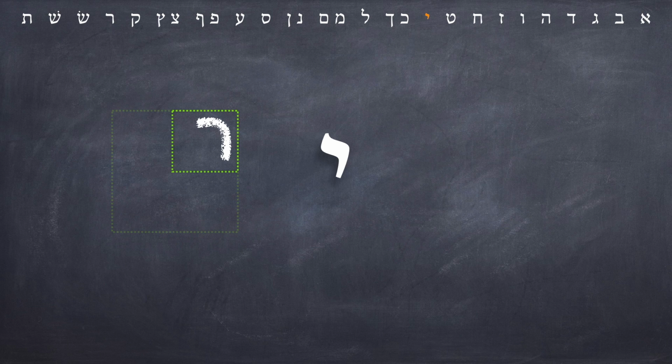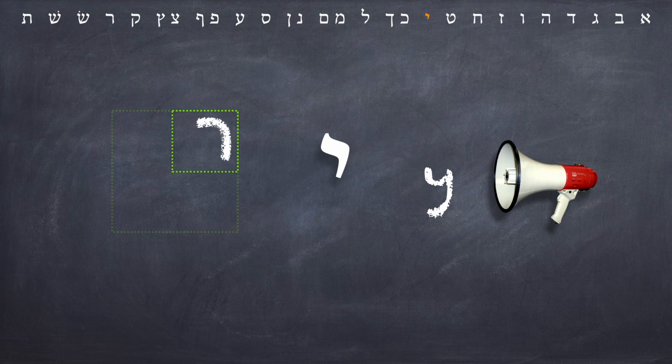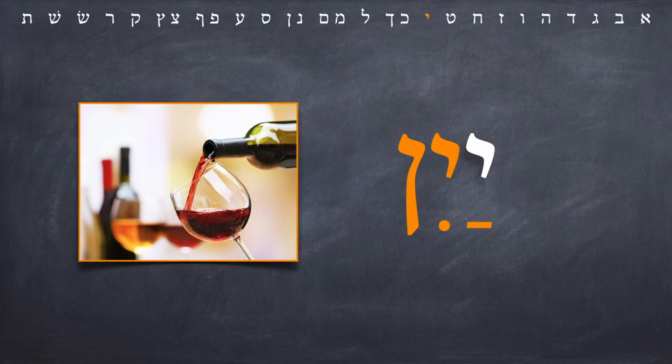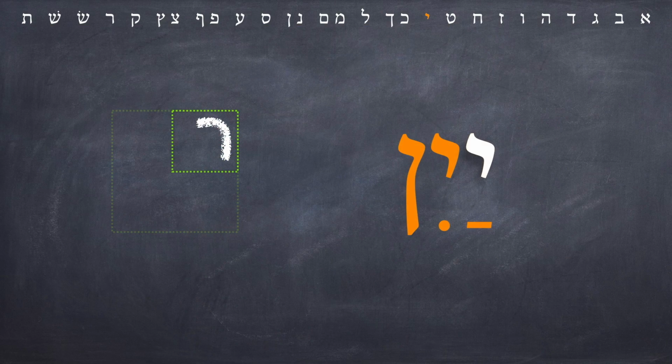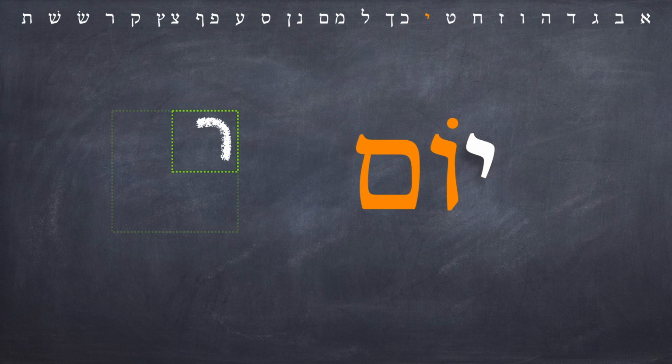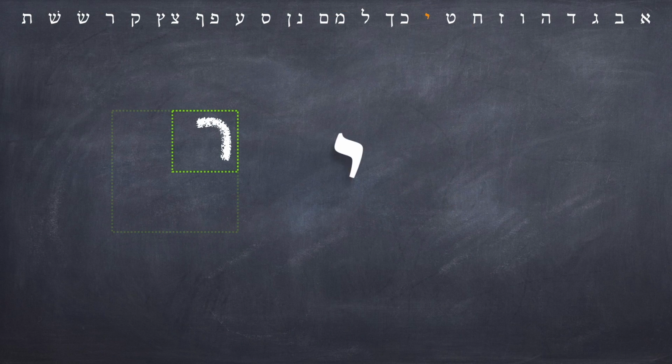Sometimes Yod stands in for a vowel in a word and makes an E sound, but as a consonant, Yod makes the sound Ye, as in Yayin, or Yom. Yod.